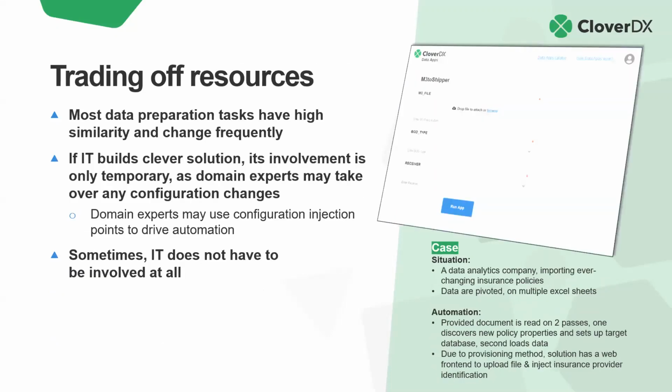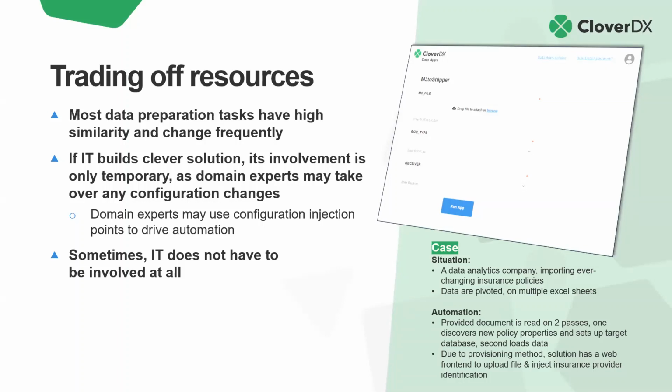So, trading of resources, we already covered it at the very beginning. Let me give you an example. There was a data analytics company. What they did was they imported insurance policies from vendors, and the data were pivoted. In rows you had different attributes of policies, and in columns the policies themselves. Sometimes it happened that policies got amended by additional properties, and this had to be covered in this automated load or semi-automated load.